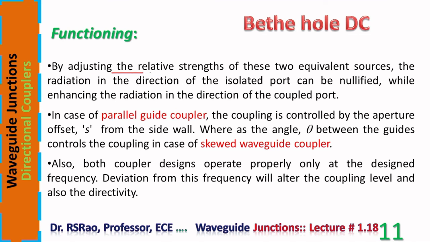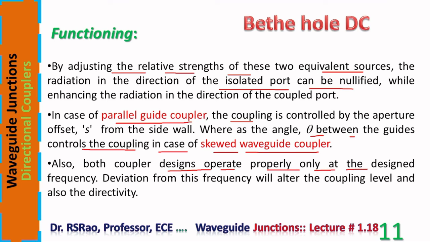By adjusting the relative strengths of these two equivalent sources, the radiation in the direction of the isolated port can be nullified, while enhancing the radiation in the direction of the coupled port. In case of parallel guide coupler version, the coupling is controlled by the aperture offset S from the side wall, whereas the angle theta between the guides controls the coupling in case of skewed waveguide coupler. Also, both coupler designs operate properly only at the designated frequency at which they are designed. Deviation from this frequency will alter the coupling level and also the directivity.